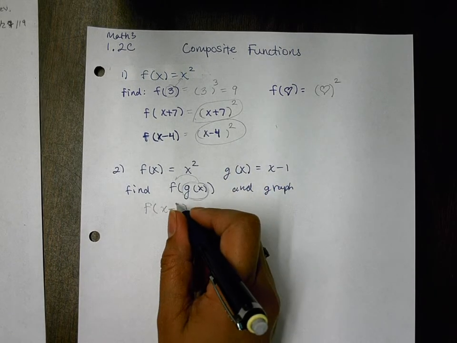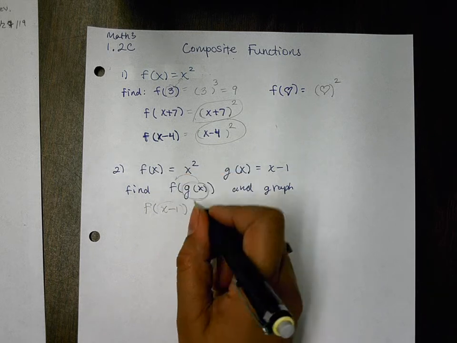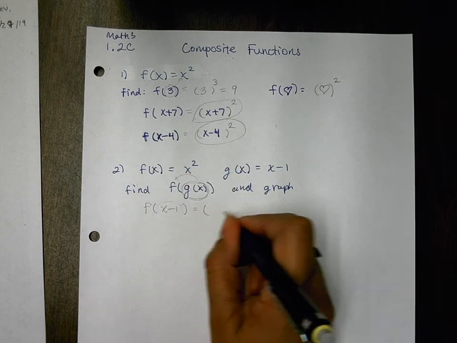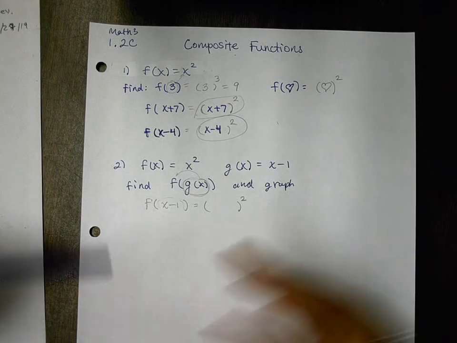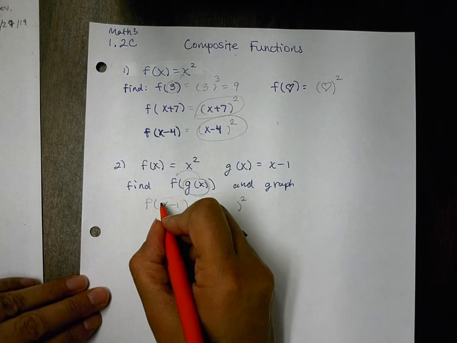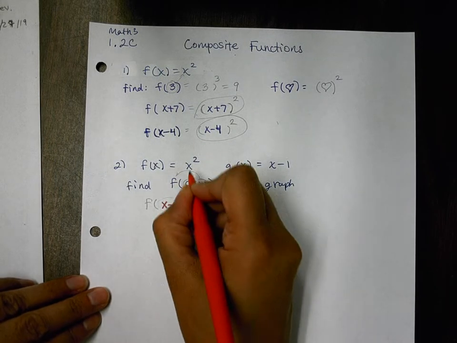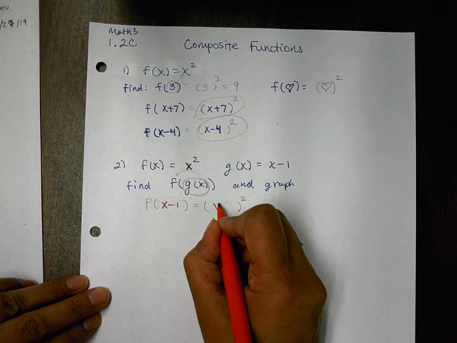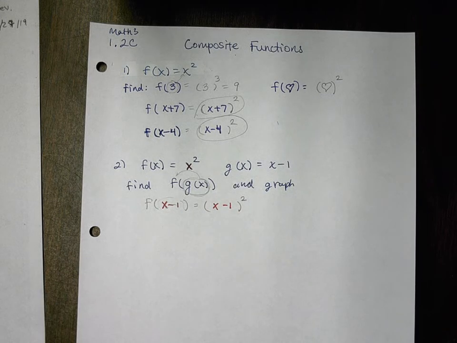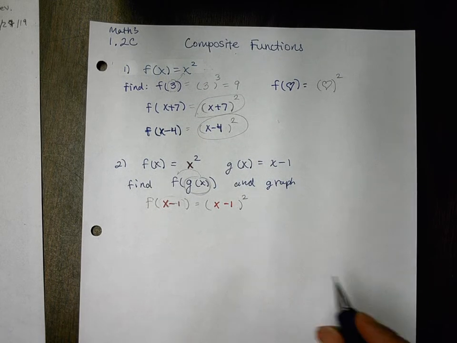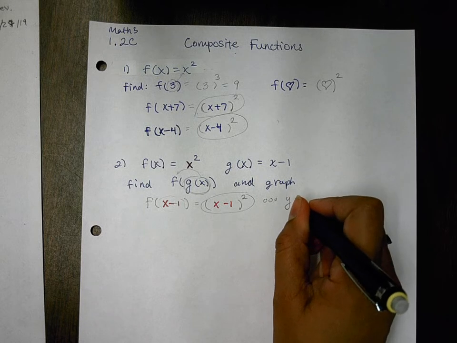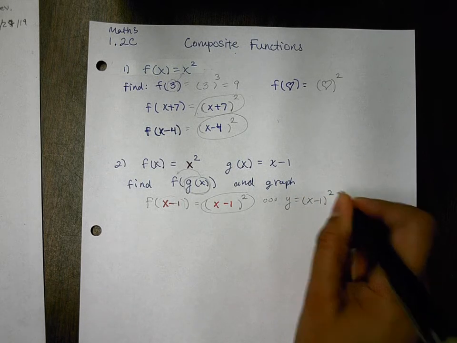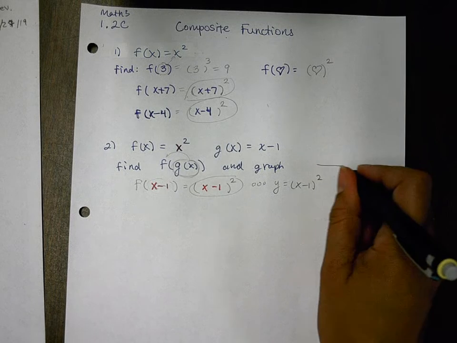So I'm going to take the x minus 1 and plug it into the f function, and the f function is x squared. So I plug in the x minus 1 where the x used to be, and it's x minus 1 squared. This is your answer, and we're going to graph. We can think of this as graphing y equals the quantity of x minus 1 squared. And how would I graph that?